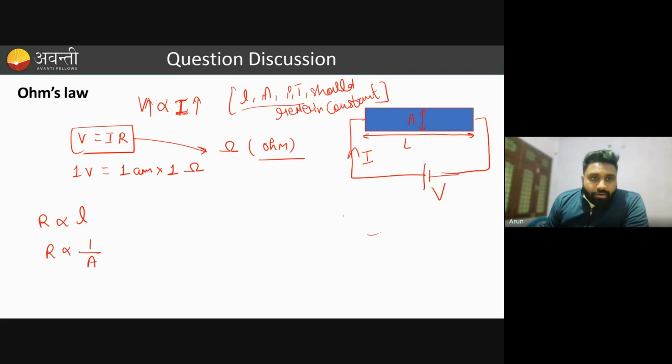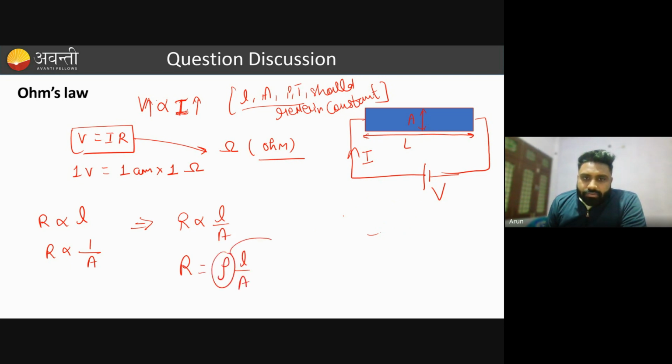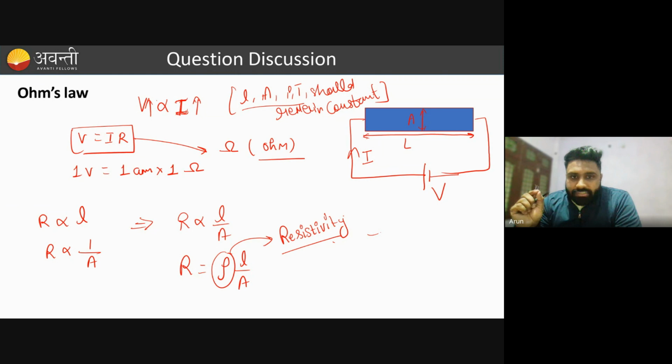Okay. So if you combine these, you have R directly proportional to L upon A. If you remove the proportionality sign, you have R equals rho L upon A, where rho is the resistivity. This is the property of the material. This rho is the property of any material, like aluminum, copper and so on. These materials have a specific value of resistivity.